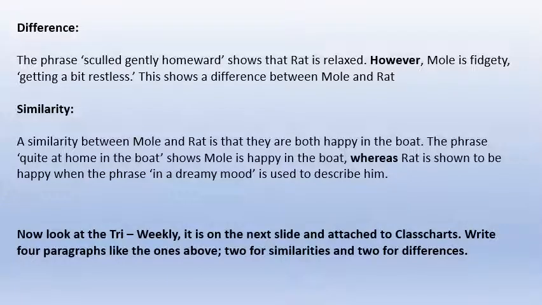And here are 2 paragraphs that use the quotes that I just took from that bit of the text. The phrase "sculled gently homeward" shows that Rat is relaxed. Now here's where the comparative connectives come in. Look, however, Mole is fidgety, getting a bit restless. That quote shows that. This shows a difference between Mole and Rat. And a similarity between Mole and Rat is that they are both very happy in the boat. The phrase "quite at home in the boat" shows Mole is happy in the boat, whereas Rat is shown to be happy when the phrase "in a dreamy mood" is used to describe him.